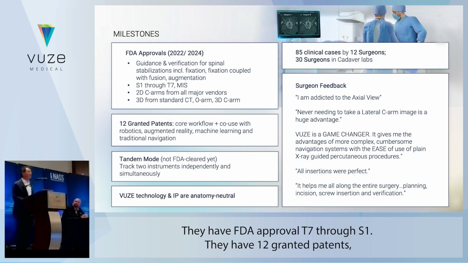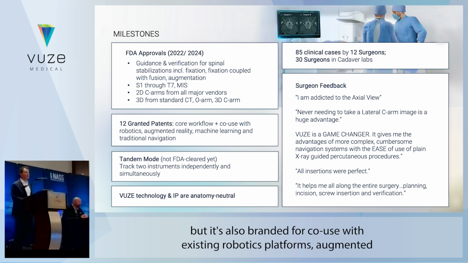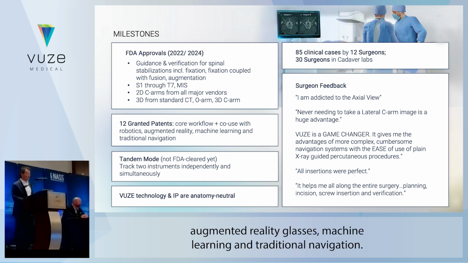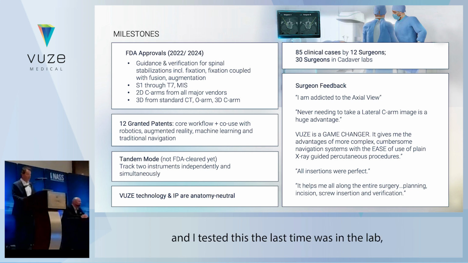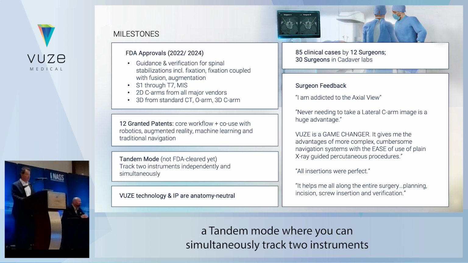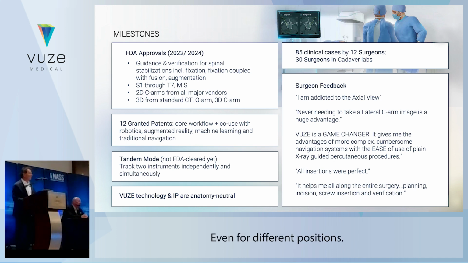They have FDA approval, S1 through T7 through S1. They have 12 granted patents. It's also granted for co-use with existing robotics platforms, augmented reality glasses, machine learning, and traditional navigation. They're working on, and I tested this the last time I was at their lab, a tandem mode where you can simultaneously track two instruments inserted independently and see them both at the same time, even if they're in different positions.